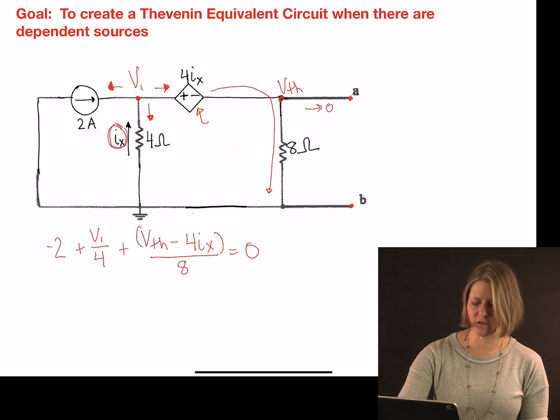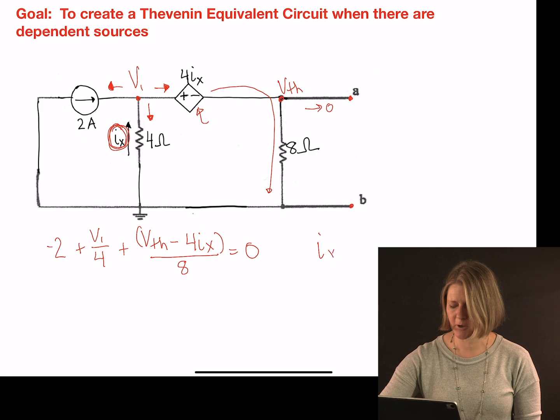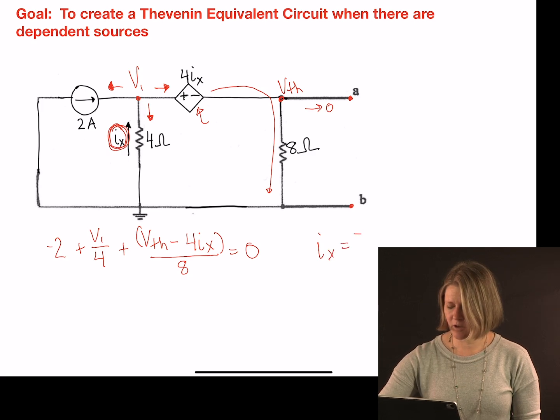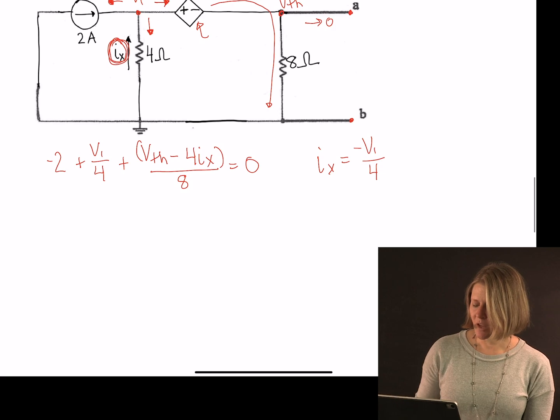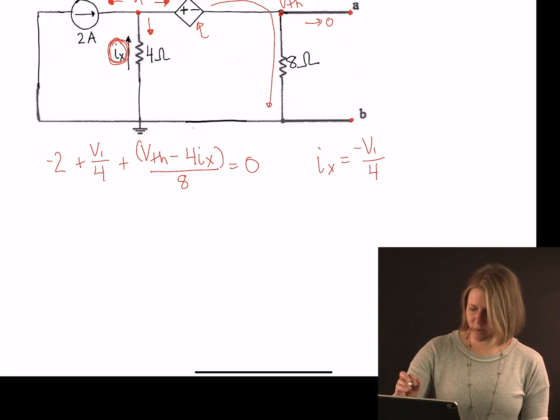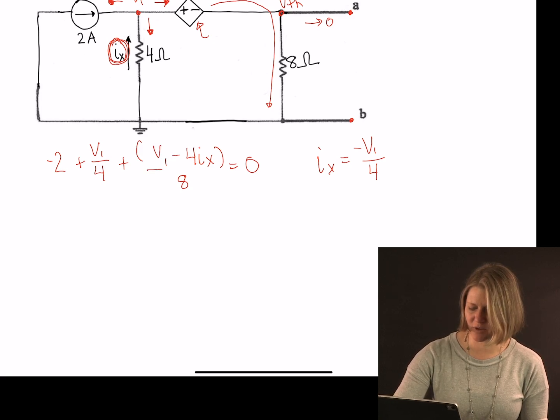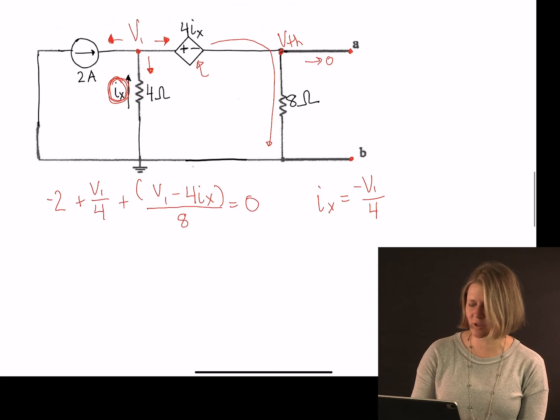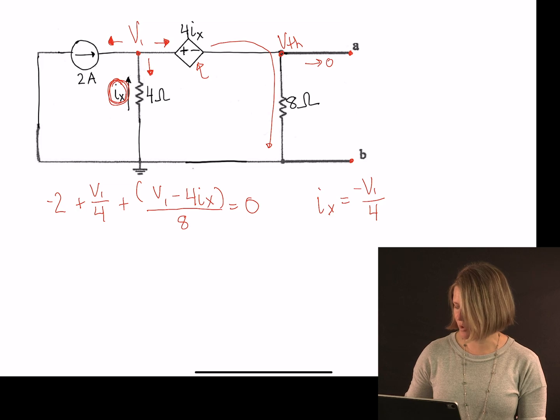And now we need to write an equation for this Ix, and I notice it's just opposite of what I wrote for the node voltage, so I have minus V1 over 4. Oops, sorry, this was supposed to be V1. I said it right, but then wrote it wrong. So that's V1 minus 4Ix over 8. And now I can plug in Ix equals minus V1 over 4.